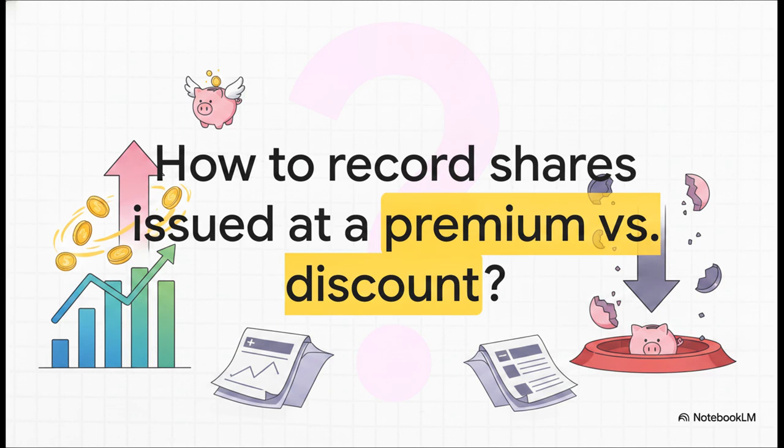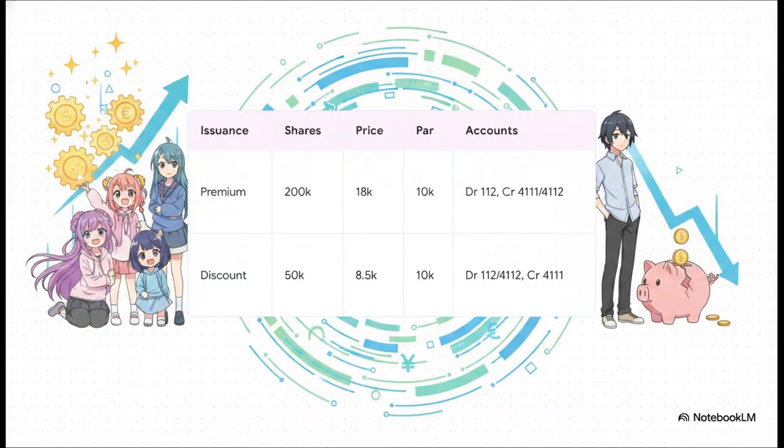All right, let's apply this theory with a quick in-class exercise. Consider a company named HDT. They are issuing shares in two very different market conditions. First, they issue shares above their par value, which creates a premium. But later on, the market drops, and they have to issue shares below par value, creating a discount. So how exactly do we capture this financial reality in our ledgers? Let's look at the math step by step.